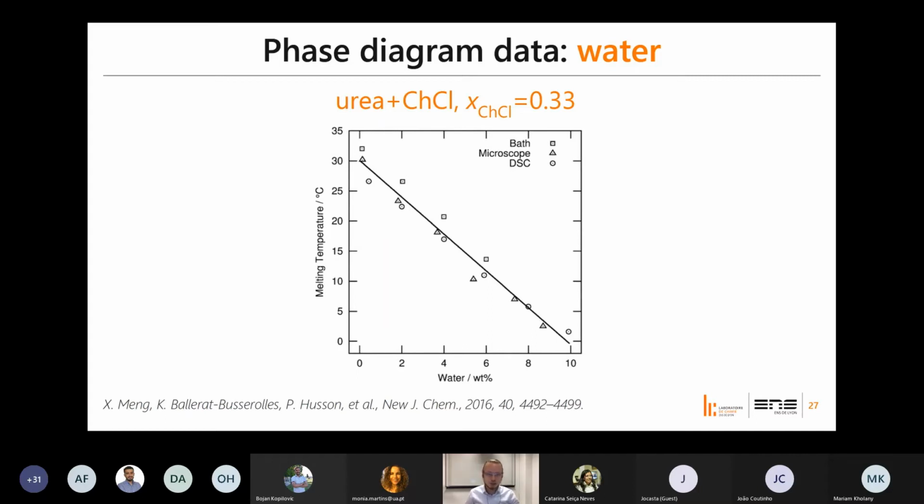And this was nicely shown in 2016 by a group from Clermont-Ferrand. They showed that you can already have depressions of 8 to 10 degrees Celsius if you have 2% of water. And 2% of water is not a weird amount if you don't dry your components. I've prepared mixtures in the lab that easily have 1 to 2% of water if you don't take care of drying.